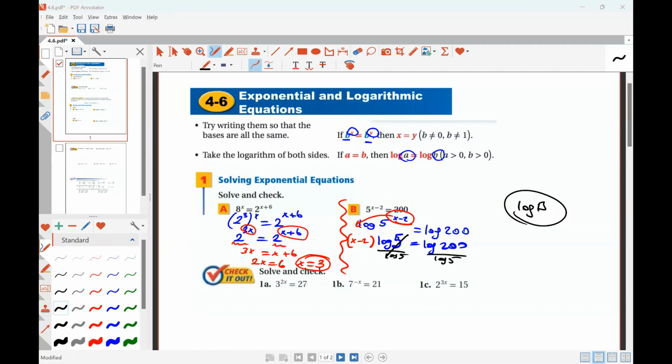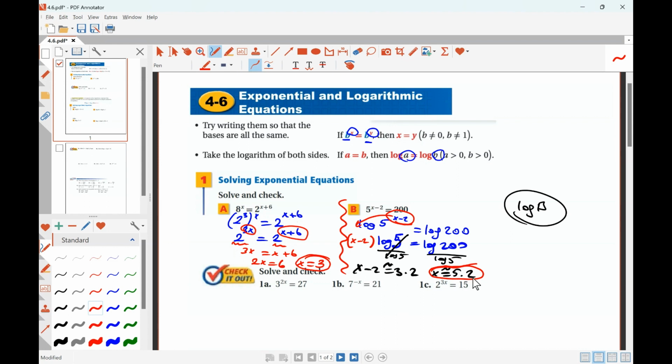Okay, by calculator, we will find that log 200 over log 5 is approximately 3.2. When I move 2 to the other side, x becomes approximately 5.2. So that's my answer. So the exponent doesn't have to be an integer. It can be every kind of number. By using the log, we undo the complexity of exponents.